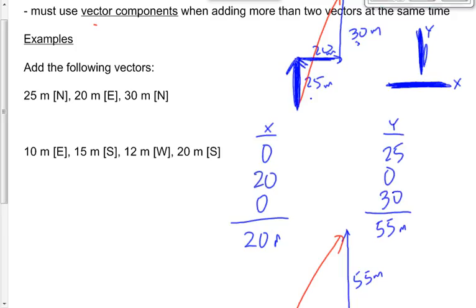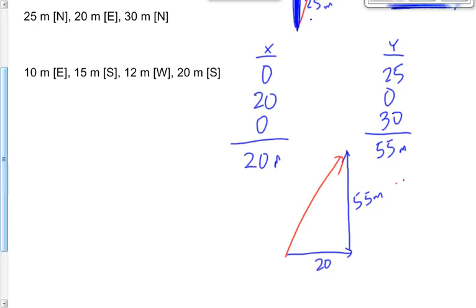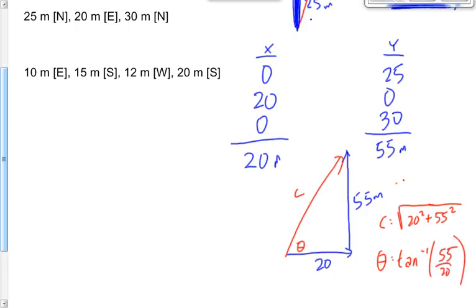What do we do with this? Same thing we did with our other problems, right? We get the hypotenuse, c, and we get the angle, theta. C would be equal to the square root of 20 squared plus 55 squared. And theta would be the inverse tan function of opposite over adjacent, 55 over 20. Does that kind of make sense?